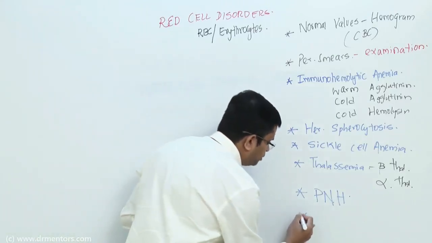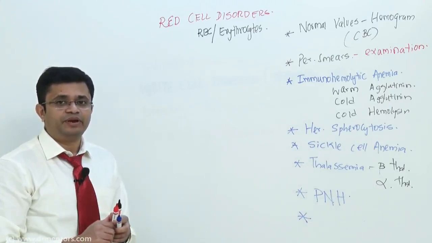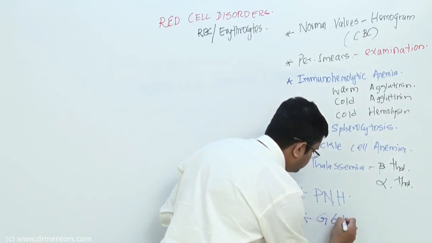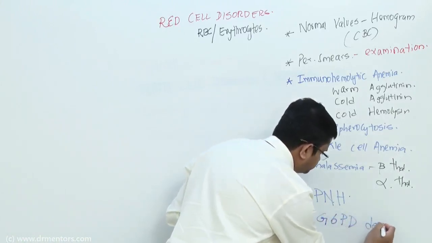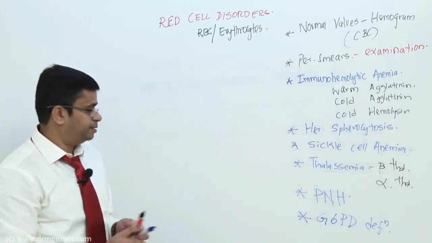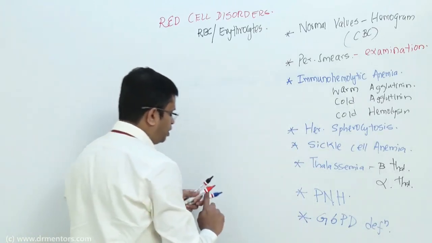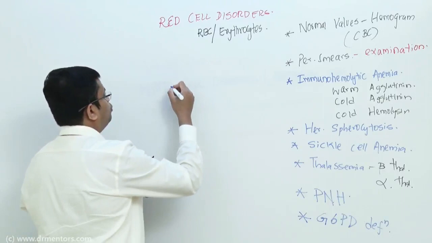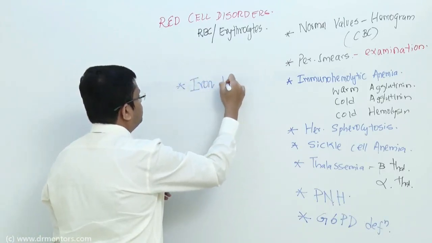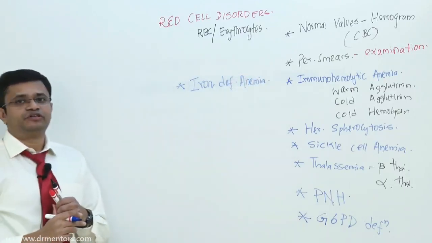Very important topic. Then we'll have sessions on G6PD deficiency. That's a very, very important topic. Then we'll be running down the other very important topics. What are the other very important topics you should know as far as anemia is concerned? Number one is iron deficiency anemia.